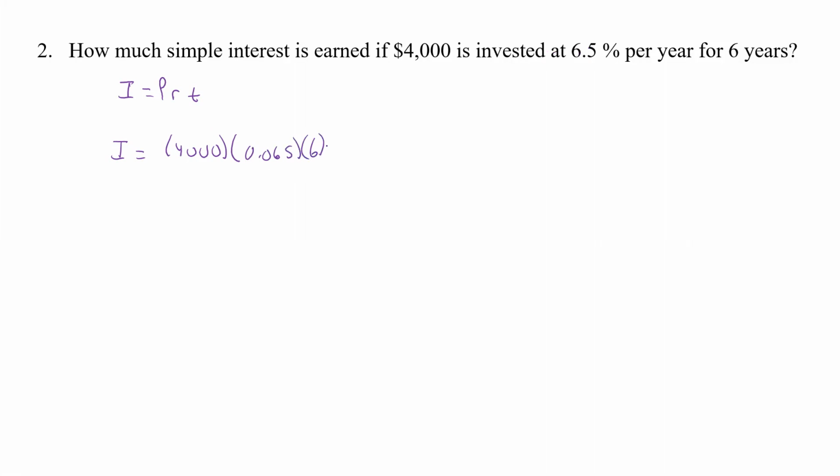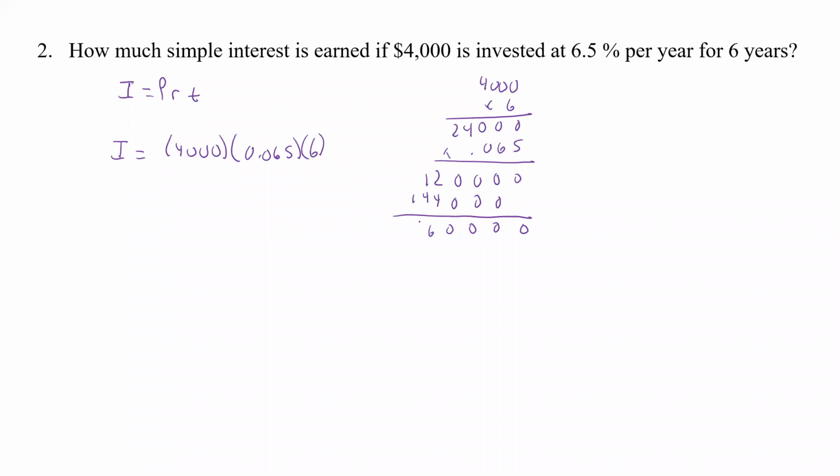This time, I'm not sure which way would be easier, but I'm going to take the 4,000 times the 6 first, just to change it up. That's 24,000. And then I'm going to take that times 0.065. So then I have 0, 0, 0, that's 20. 10 plus 2 is 12. Then I have 0, 0, 0, that's 24. And 12 plus 2 is 14. So we have 0, 0, 0, 0, 6, 5, 1.